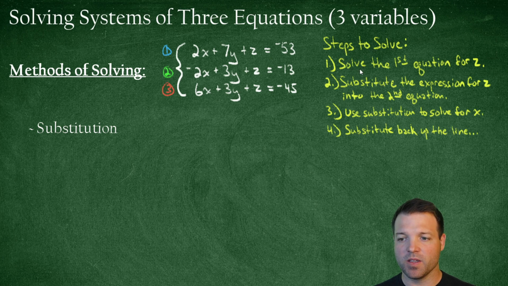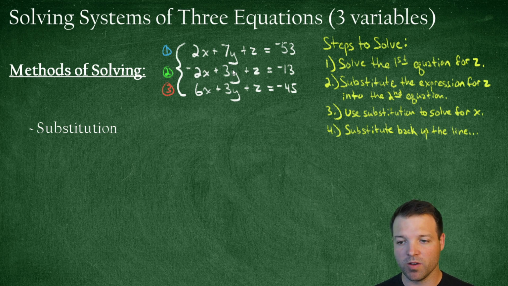Step 1 is solve the first equation for z. Technically speaking, you could use any variable, but we're just going to say solve the first equation for z. Personally, the one I would use is the one that has a coefficient of 1. Step 2 is substitute the expression for z that you came up with into the second equation. Once you substitute in for z, you've essentially gotten rid of z, so you should have one equation with two variables now.